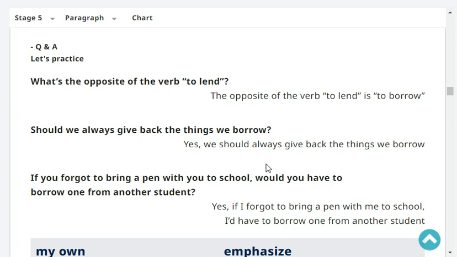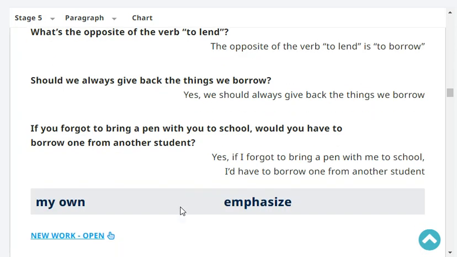Should we always give back the things we borrow? Yes, we should always give back the things we borrow.